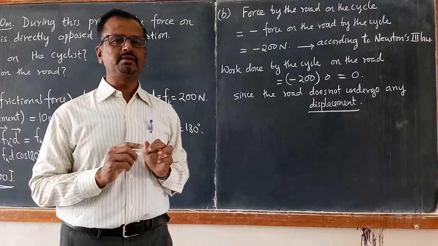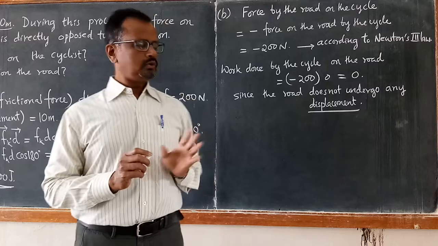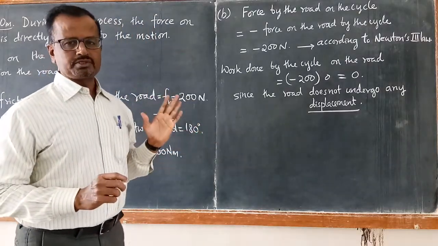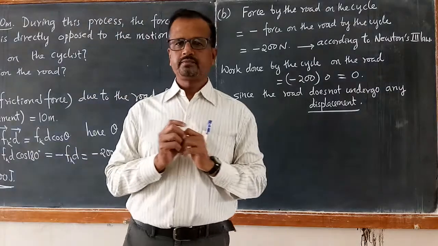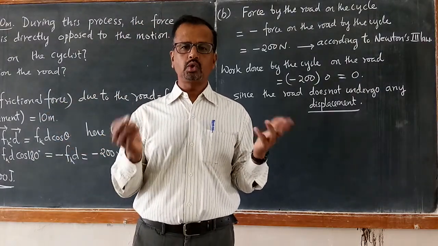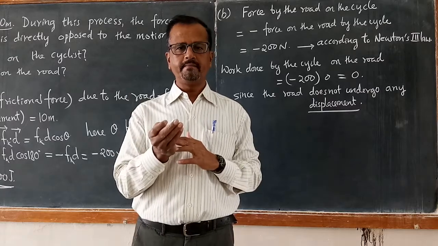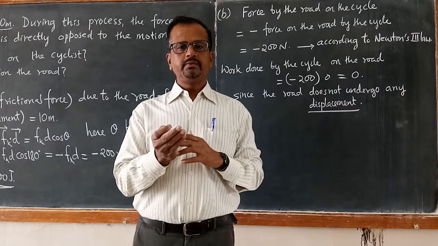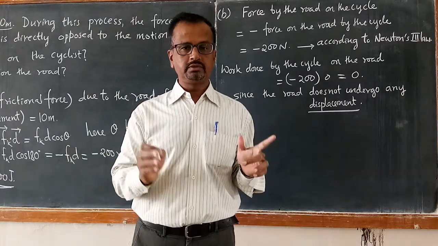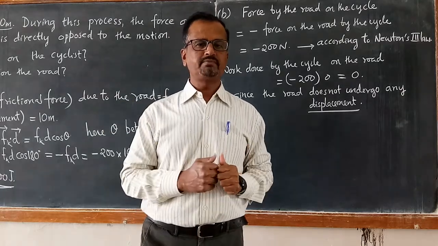So this is a simple problem. Newton's third law only says about the forces, not about the work done. So work done may not be equal. Work done by the road on the moving cycle will not be equal to work done by the cycle on the road. That is clear from this simple problem.